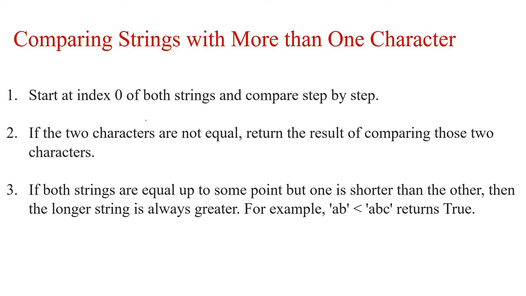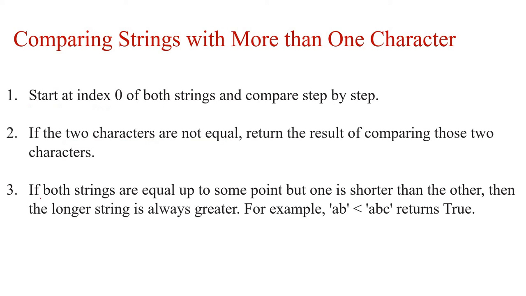And so let's look at how strings are compared in Python. These are some steps that I wrote down. We'll see examples on the next slide, and this will make more sense. You start at index 0. Let's say you're comparing two strings and you start at index 0. Python is going to compare each character one by one. If the two characters are not equal, then Python is going to use the character coding to return the result of the comparison.